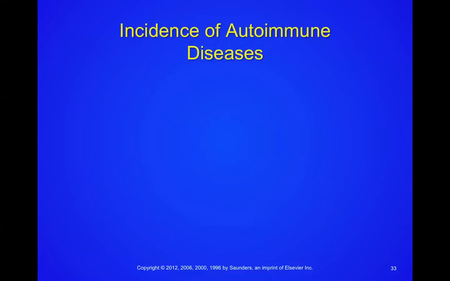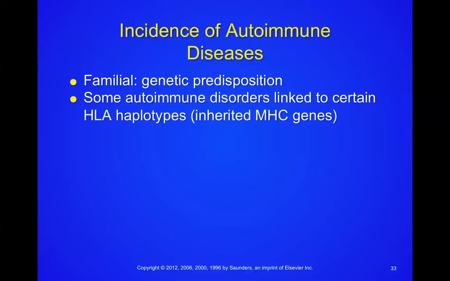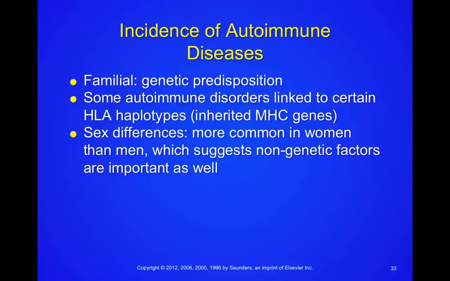It is unknown what causes the immune system to attack itself. Autoimmune diseases occur with more frequency in some families, which suggests there may be a genetic predisposition. Some autoimmune disorders are linked to certain human leukocyte antigen haplotypes, HLA. A haplotype is simply a group of genes inherited together from a single parent. These HLA genes, then, are simply the human version of the MHC genes found in most vertebrates, which code for particular MHC molecules. Because many autoimmune diseases are more common in women than men, non-genetic factors may be important as well.